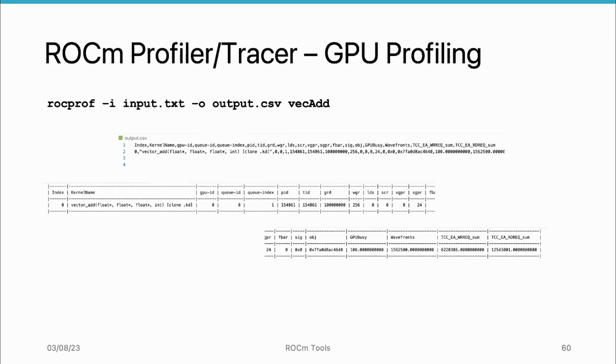Following these few metrics, we can see the metrics we collected. For example, we can see the GPU is busy 100% of the time while the kernel is executing. There are 1.5 million wavefronts executed, 6 GB of data is written to the DRAM, and 12.5 GB is read from the DRAM. As you can probably see, the profiling mode provides the users with extremely low-level information.